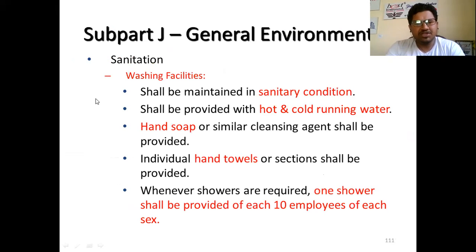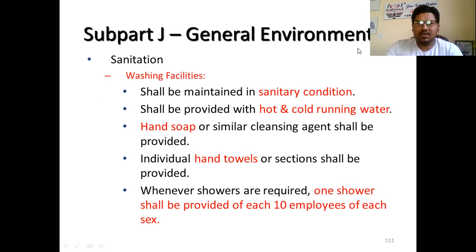Now, there must be some washing facilities, sanitary conditions, hot and cold water, drinking water or running water, hand soap, hand towels, and make sure we have one shower for each 10 employees, for each sex, male or female.